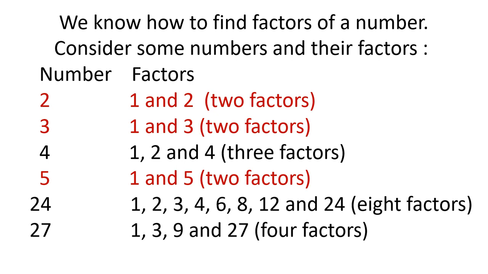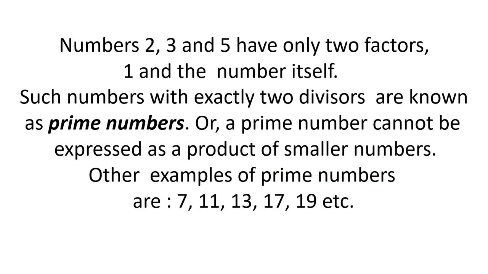Pay attention to the pattern. The numbers which have got just two factors or two divisors have been highlighted in the red color, and those numbers are 2, 3 and 5. Numbers 2, 3 and 5 have only two factors, 1 and the number itself. That is, number 2 has two factors 1 and 2, number 3 has got two factors 1 and 3, and number 5 has got two factors 1 and 5.